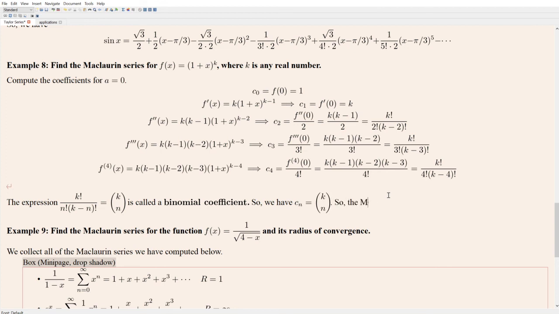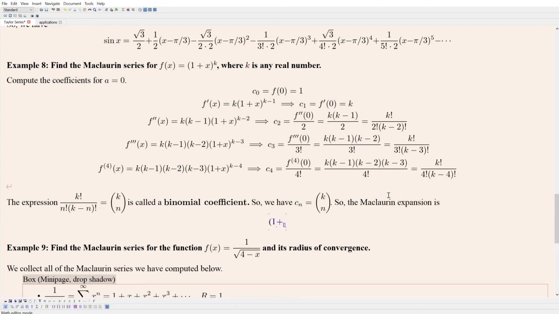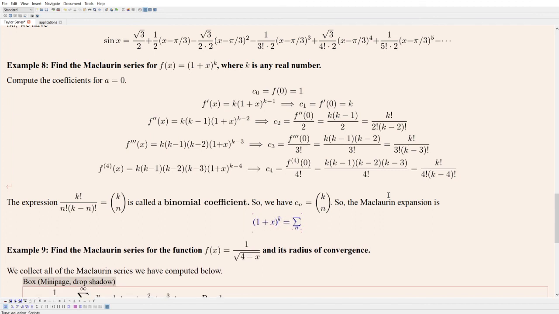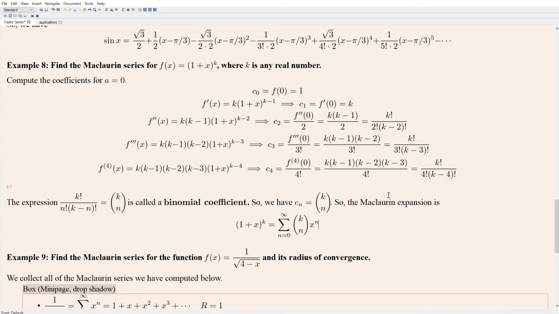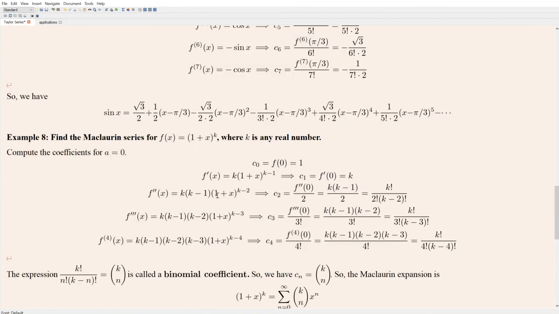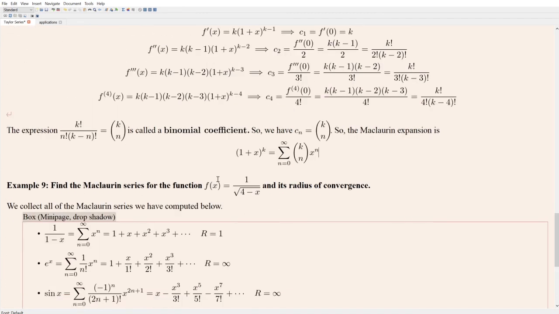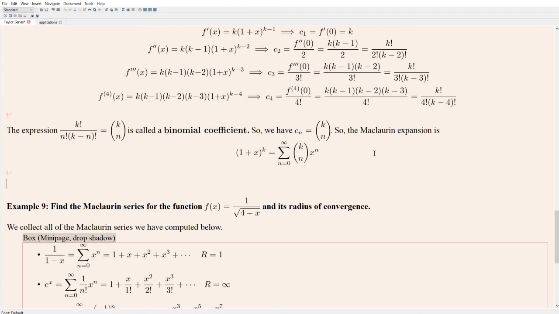So the Maclaurin expansion is like so. That's how you would write it down. Incidentally, what is the radius of convergence of this? Well, let's just go ahead and compute that.